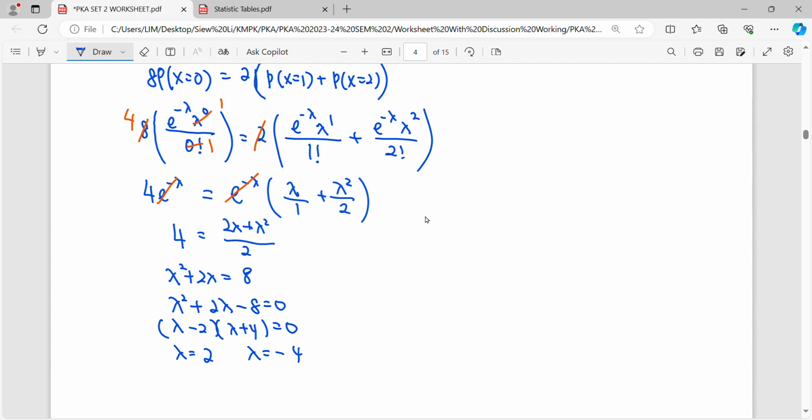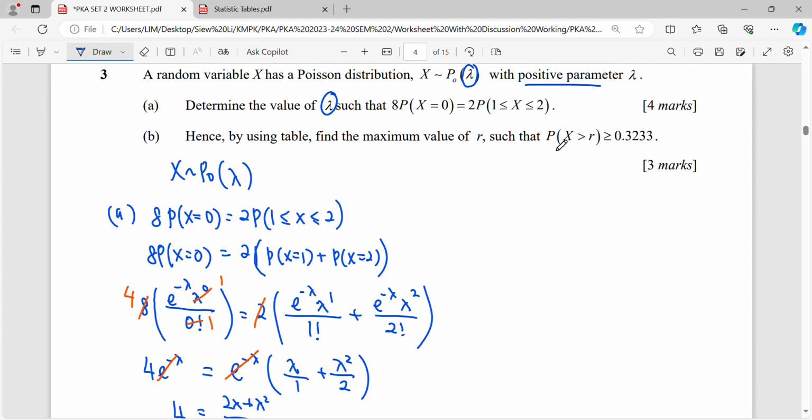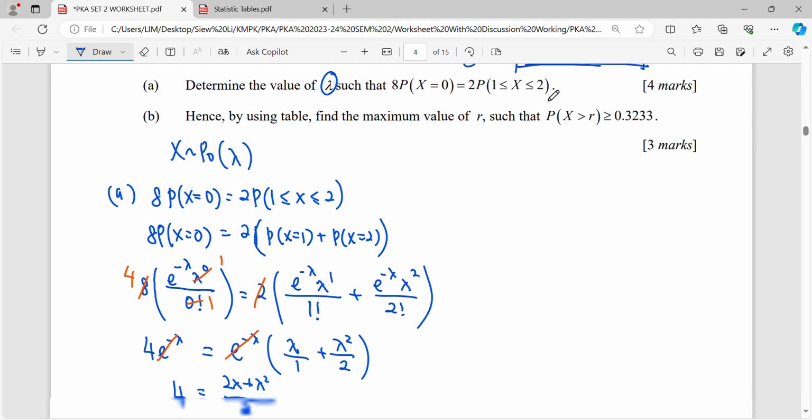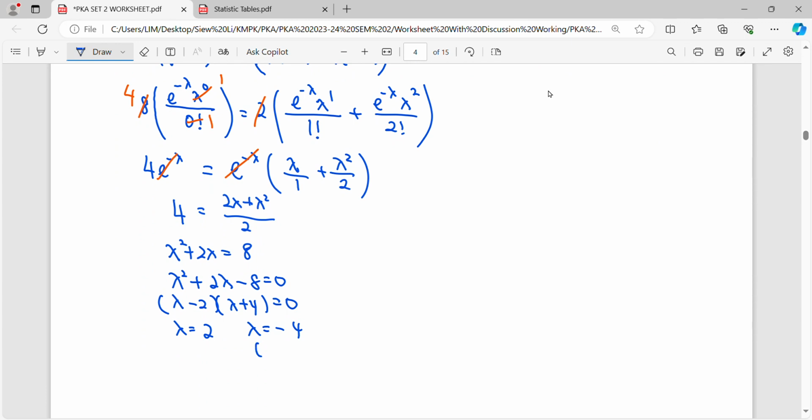So are both answers accepted? At the beginning, when we read the question, we said this is a positive lambda. That means we are going to reject the negative value and only the value of 2 is the final answer. So go for question B. Once you have lambda of 2, you can use it to continue your question B.